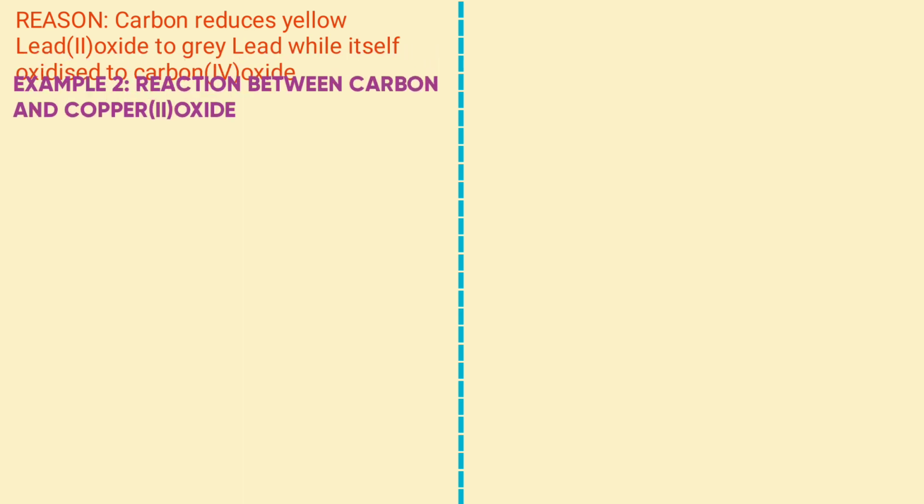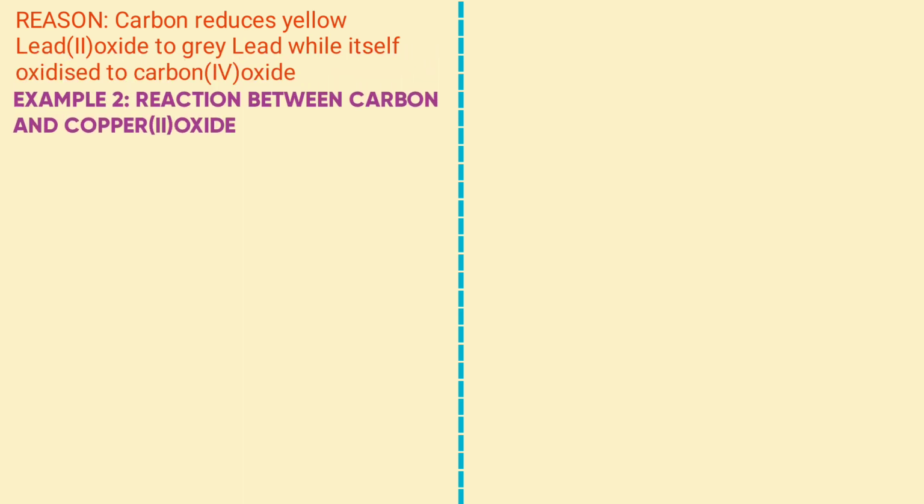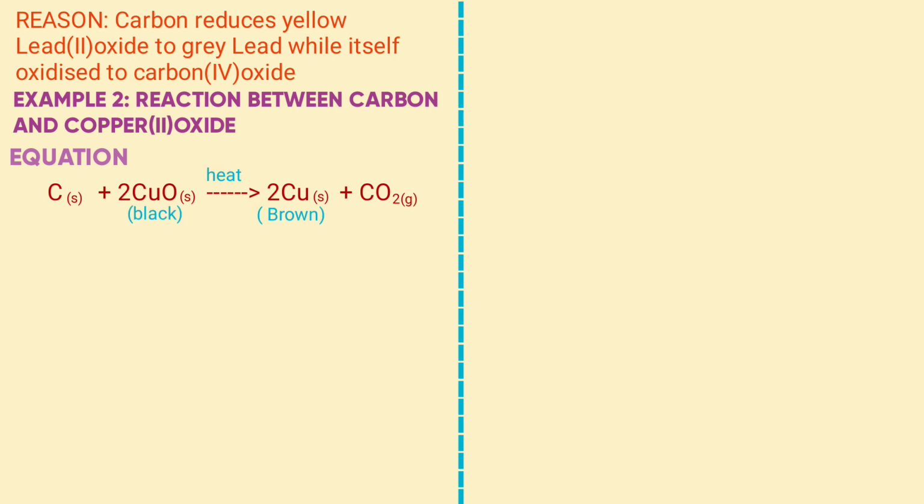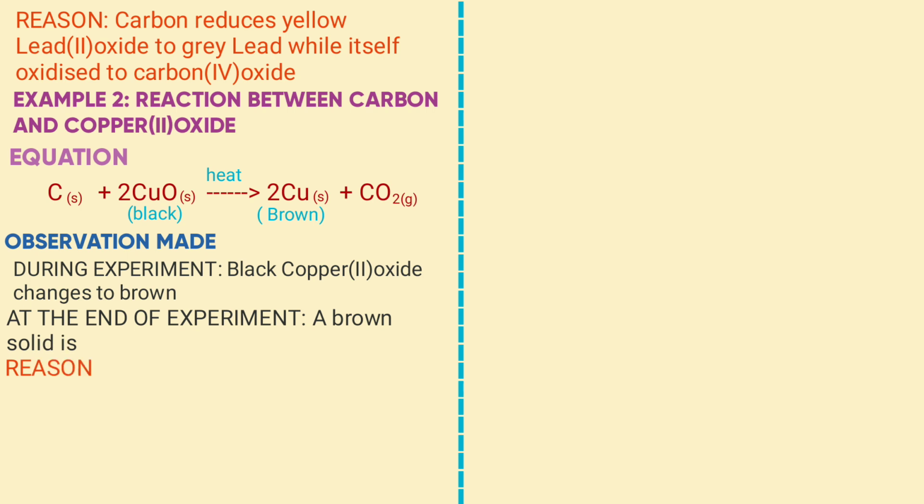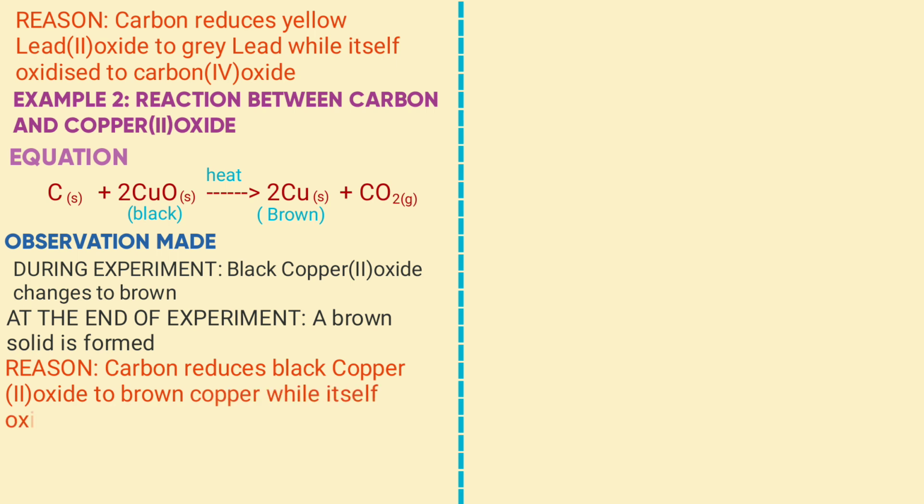Example 2, action of carbon on copper(II) oxide. Equation is carbon plus copper(II) oxide, arrow, copper plus carbon(IV) oxide. Observation made during the experiment: black copper(II) oxide changes to brown. At the end of the experiment, a brown solid is formed. Reason: carbon reduces copper(II) oxide to copper while itself is oxidized to carbon(IV) oxide.